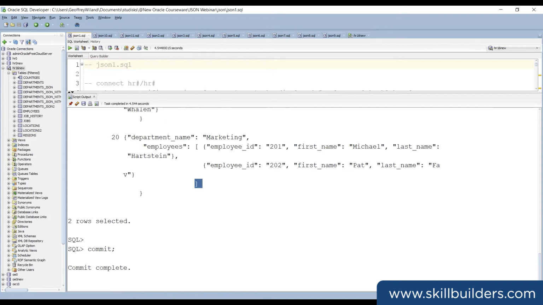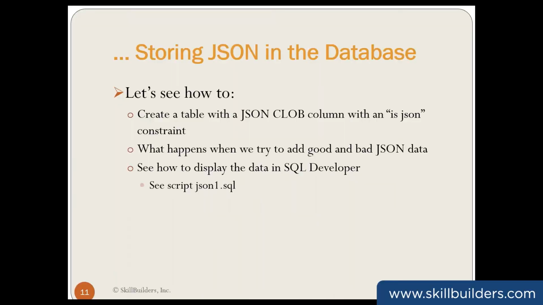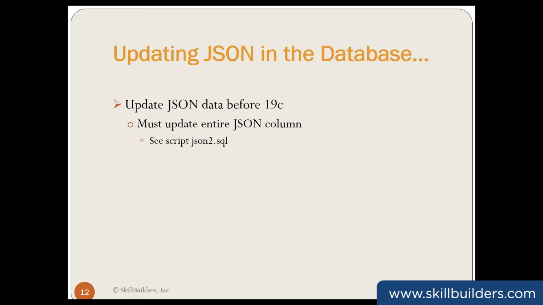Okay, so let's go back. That was script 1 that we just went through to give you a feel for what happens when you create your JSON CLOB with the IS JSON constraint. And now, once your data is in there, you want to update the data. Well, in 12c, they never really got to implement update in the way we really want it. Why? Because if you want to update before 19c, you must update the entire JSON column. So you have to update the whole column.